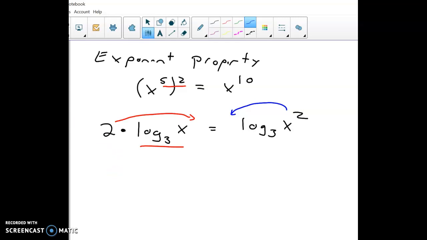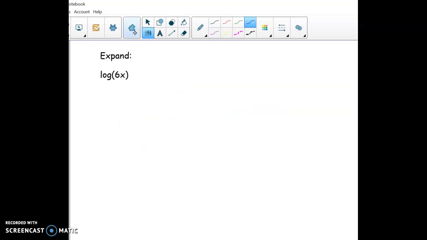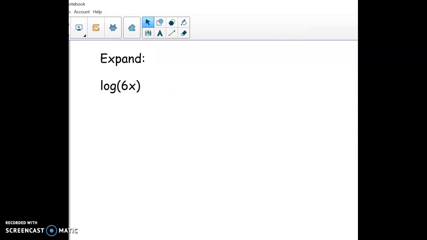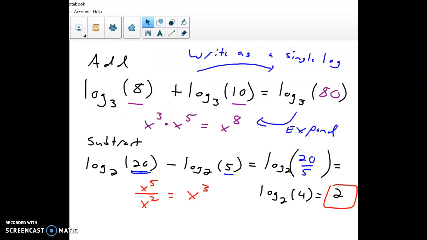All right, so we're going to start with the expand questions, where we want to write it in multiple logs. Okay, so on these ones, we're going to be starting on this side and going that way, expanding them out.